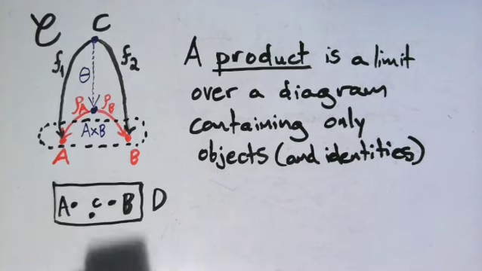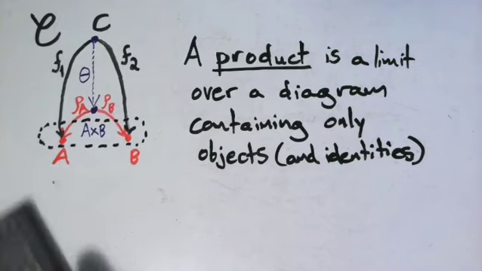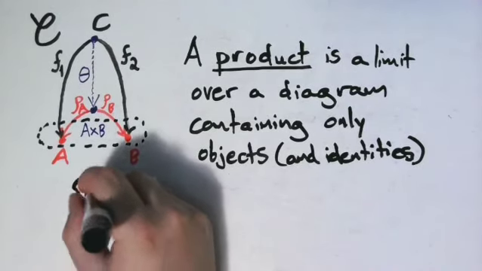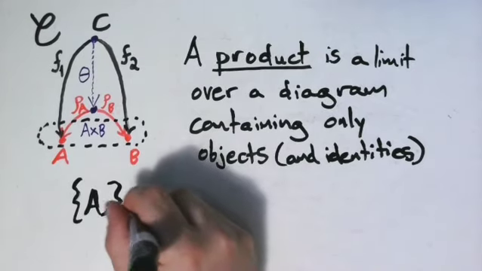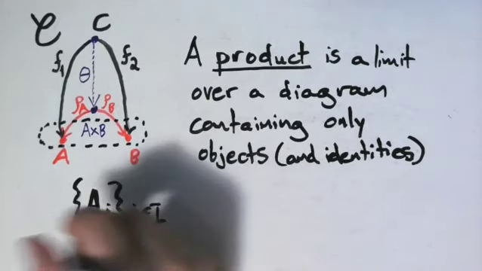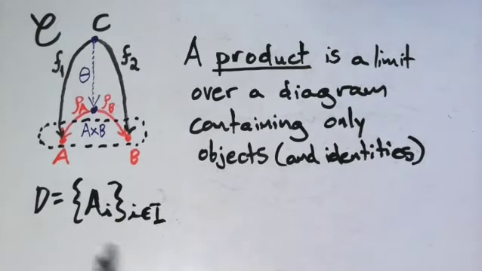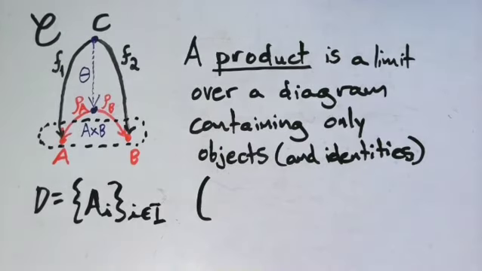So suppose instead that D was a collection of objects, A_i, for i in some index category, and this is our diagram D instead now. So we have maybe infinite or maybe a large number of objects in our diagram. Well, that's no problem. We just need a cone over this diagram, which is going to be what?